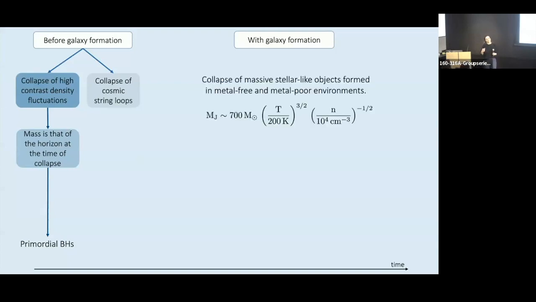And then we have mechanisms that form black holes within a galaxy formation context, and those are the ones that we eventually want to model in cosmological simulation. So the idea for most of those mechanisms is to form black holes out of the collapse of a massive star, a massive stellar-like object, at high redshift. And the mass of those massive stars is set by the Jeans mass, so it's proportional to the temperature of the gas. So the content of the medium is very important for what type of object we can form.